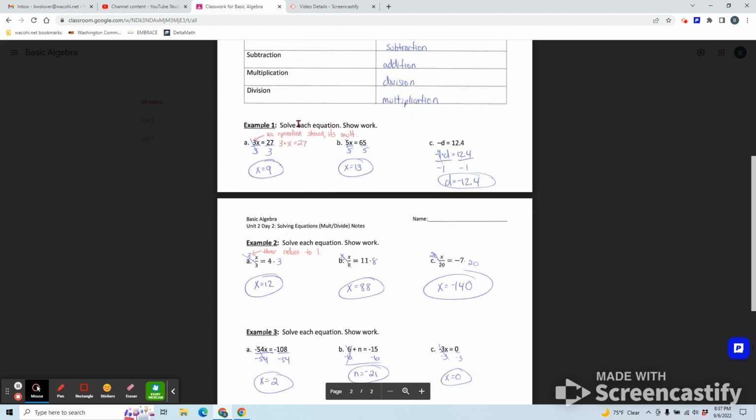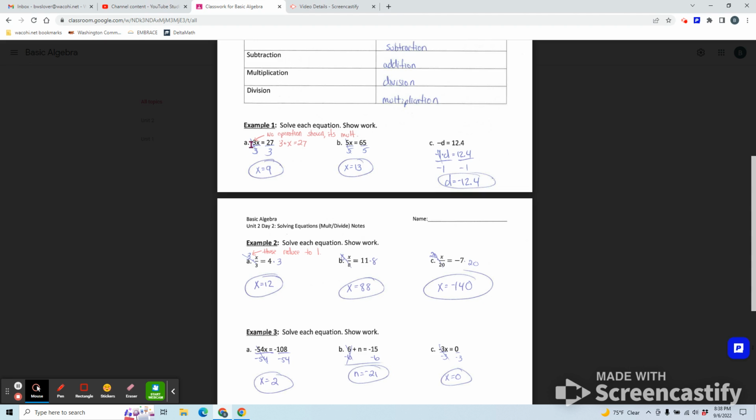So example 1 says solve each equation, show your work. Now in red I said no operation shown, it's assumed that it's multiplication. So this 3x is really saying 3 times x equals 27. So some number times 3 equals 27. Yes, we could guess. You can just keep plugging numbers into your calculator, but we want a more efficient way to do that. We want something that works all the time. So we're going to solve it algebraically.